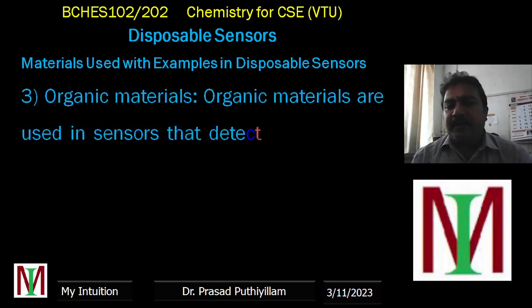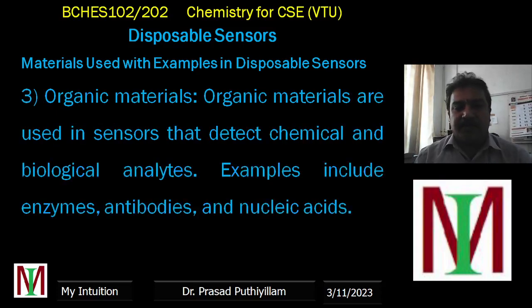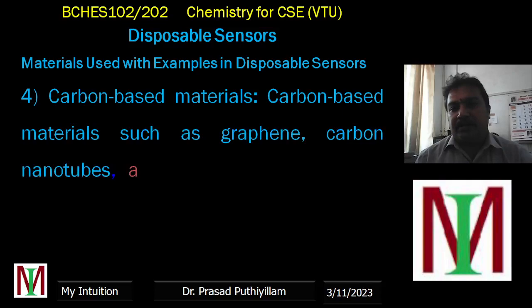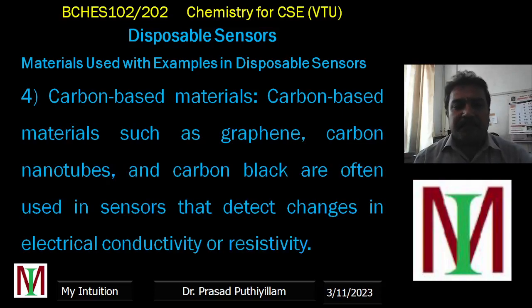The organic materials which are used include enzymes, antibodies and nucleic acids. They are mainly used to detect chemical and biological analytes. Then carbon based materials such as graphene, carbon nanotubes (CNTs) and carbon black are also used to check changes in electrical conductivity or resistivity, because they are very good conductors.